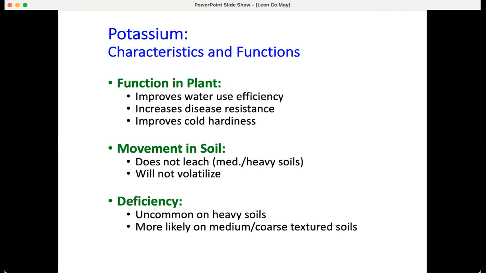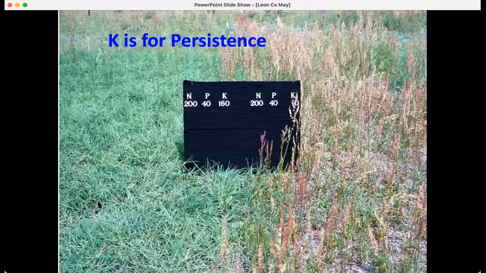So if you have medium to heavy soils with a lot of clay, you're less likely to have a deficiency. Now, without a soil analysis, you're not sure about that. So always get a soil sample to determine if you have a deficiency or not. But historically, our sandy soils are much more likely to be deficient. It's much more common. So your soil type can influence whether you run the risk of having a deficiency.